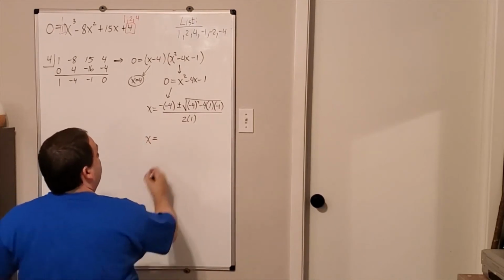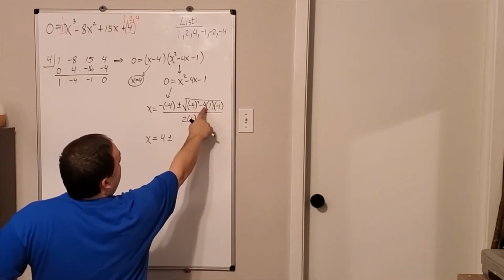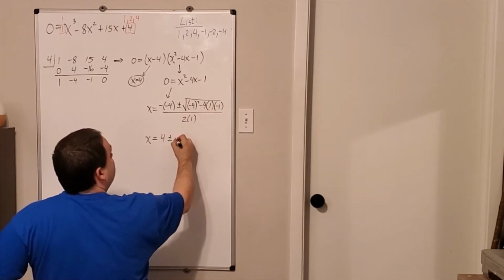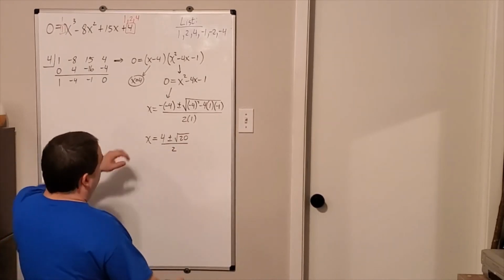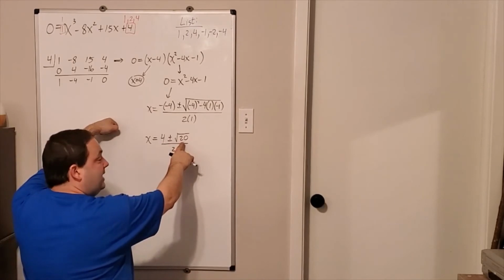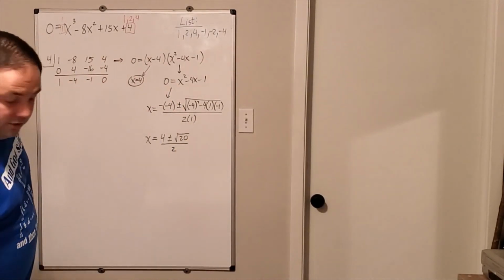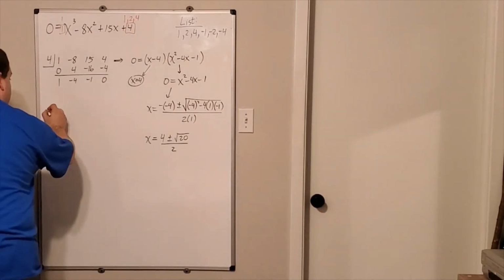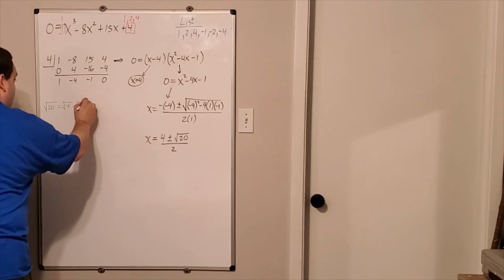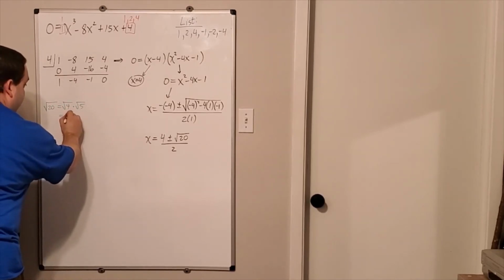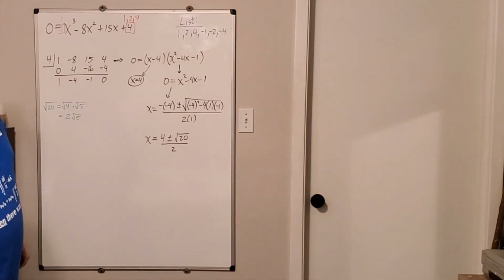So then I get x is equal to 4 plus or minus, I've got 16 plus 4, the square root of 20, all over 2. Now don't forget, the square root of 20, I can break that down. Let's do that off to the side for a second just to be sure. This is all I'm doing. The square root of 20 is the square root of 4 times the square root of 5, which is just going to give me 2 times the square root of 5. So that's the simplification I'm going to do here.